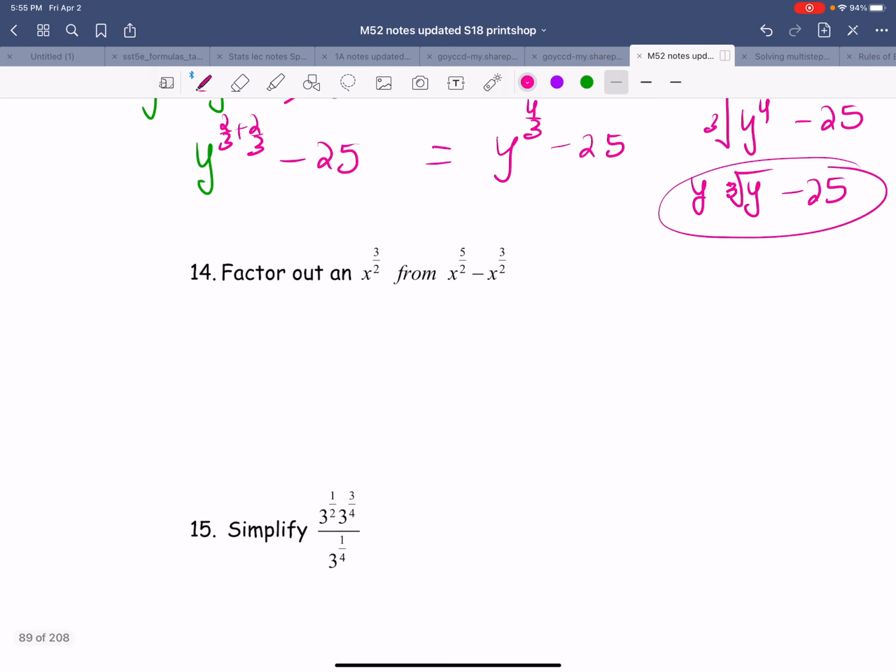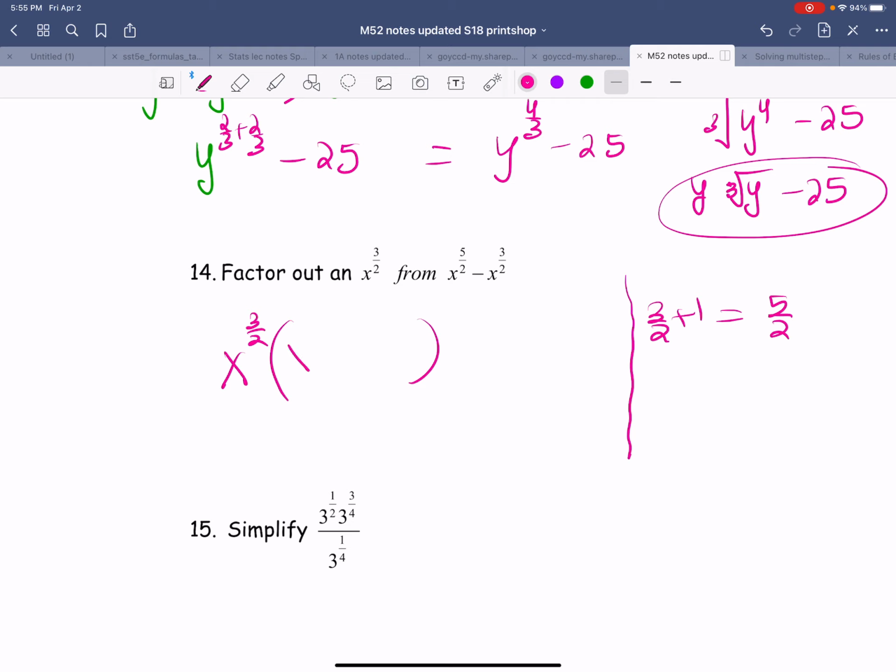Factor out an x to the power 3/2 from x to the power 5/2 minus x to the 3/2. This one you have to stop for a minute and think about. X to the power 3/2 is what you want to factor out. 3/2 times what will give you x to the 5/2. Think about 3/2. 3/2 is 1.5. 5/2 is 2.5. So 3/2 plus 1 is actually 5/2. So that's just in the scratch. I know that, just knowing the fractions.